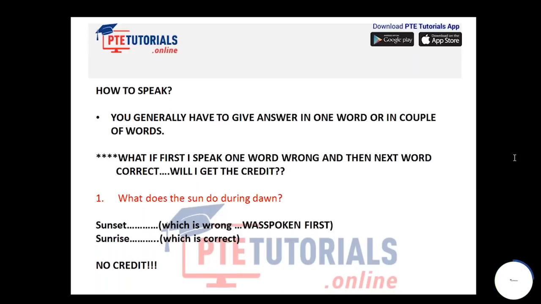Next, upon answering, do we need to wait till the answer bar is completing? No, you don't need to wait for that. The moment you gave the answer, just wait for 1 to 2 seconds so that the software would catch your last word and then press next.